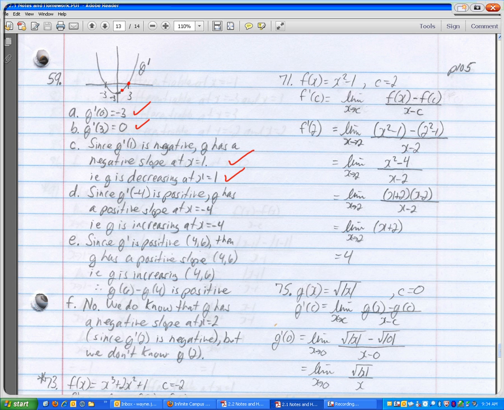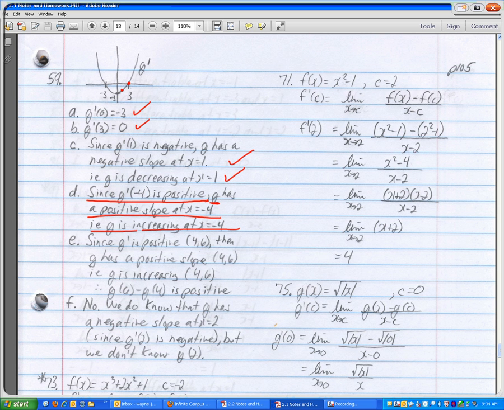Yes? Now, this is good stuff. This is stuff you need to understand. All right, let's look at D. What can you conclude about the graph of G, knowing that G prime of -4 is +7/3? So let's be thinking here. Increasing functions and positive derivatives go together. So wherever the derivative is positive, the function itself is increasing. So if the derivative is positive, that means the function itself has a positive slope, and if the function has a positive slope, it's increasing.